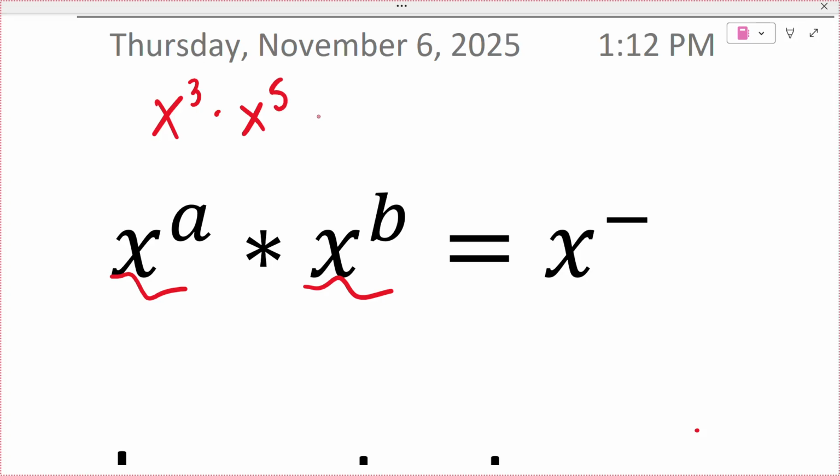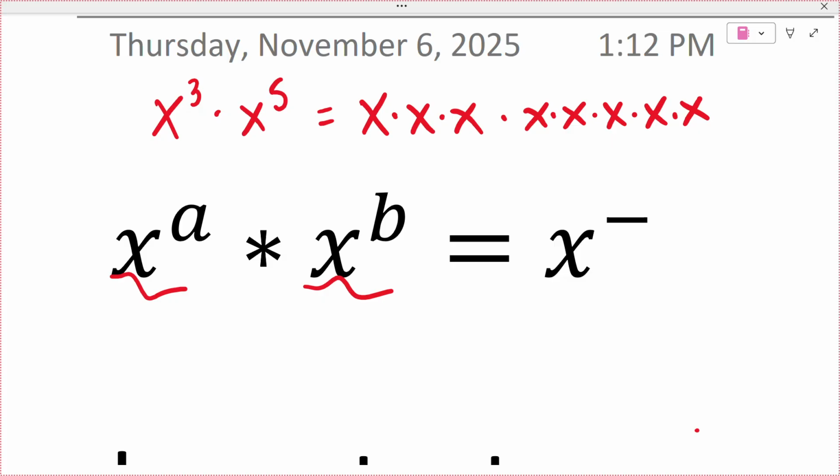You probably already remember from last year. Let's pretend you don't. x^3 would be x times x times x, and x^5 would be x times x times x times x times x. Me and all my x's, right? I don't have 8 of them, right? So I've got 3 here, I've got 5 here. They're all connected with multiplication. I put them together, and how many x's do I have? I have 8, right? So what's the shortcut for doing that instead of writing it out every time?